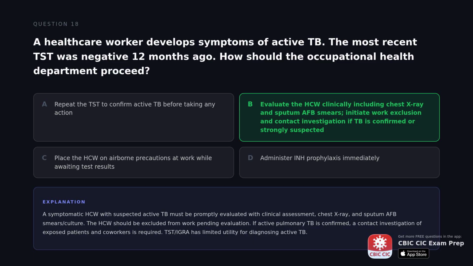The correct answer is evaluate the HCW clinically, including chest X-ray and sputum AFB smears. Initiate work exclusion and contact investigation if TB is confirmed or strongly suspected. A symptomatic HCW with suspected active TB must be promptly evaluated with clinical assessment, chest X-ray, and sputum AFB smear and culture. The HCW should be excluded from work pending evaluation. If active pulmonary TB is confirmed, a contact investigation of exposed patients and coworkers is required. TST/IGRA has limited utility for diagnosing active TB.